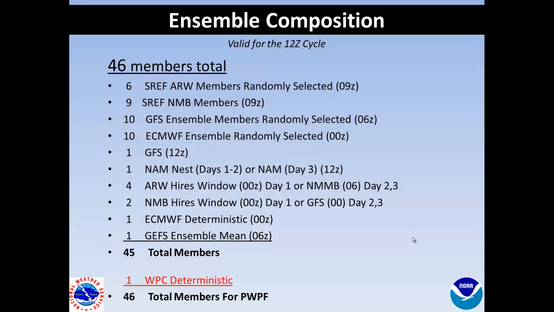The GFS model is part of the distribution, as well as the NAM, 4 more ARW high-res models, 2 national blenders, as well as the European, the actual deterministic European, and the GFS ensemble mean. So what happens is we take all of these models, come up with a statistical distribution, which is then adjusted based on the exact forecast. We also take into consideration the winter weather forecast provided by the Weather Prediction Center. All this together gives us 46 different members in addition to our expected snowfall forecast.